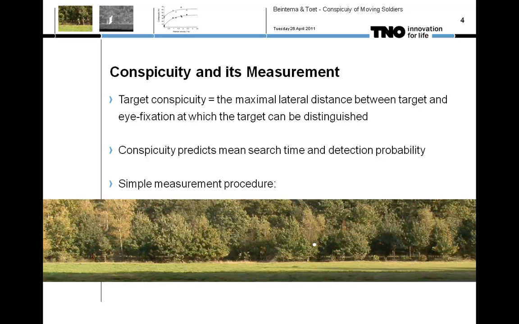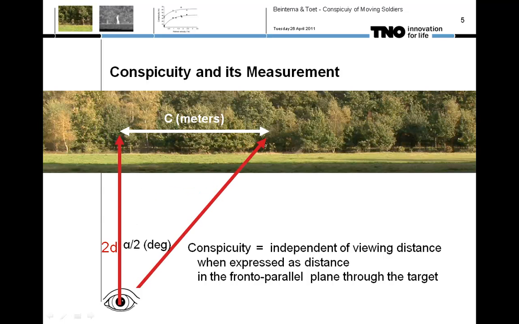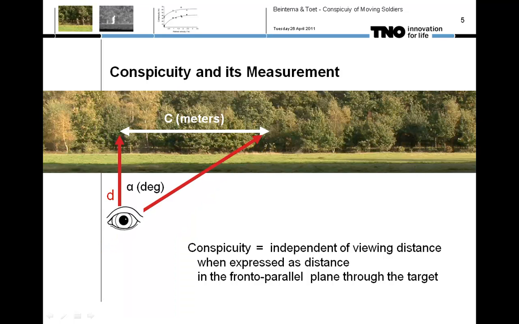For thermal viewing, conspicuity was measured in the laboratory from video display, using continuously looped presentations of the recorded scenes. The laboratory setup was dimensioned such that the visual angles corresponded to those in the field. Conspicuity is independent of viewing distance when it is expressed as a distance in the frontal parallel plane through the target. Conspicuity decreases with increasing viewing distance when it is expressed as a visual angle.